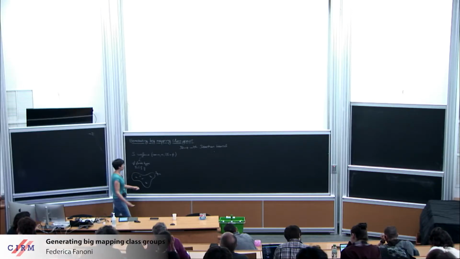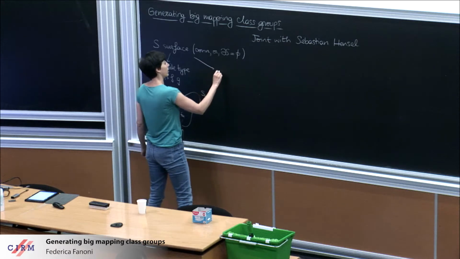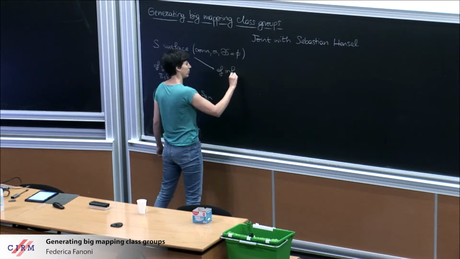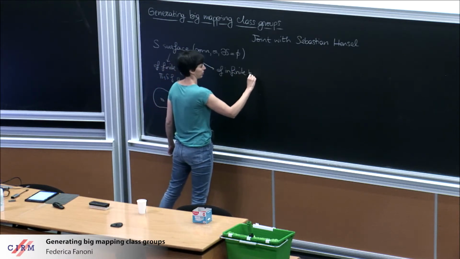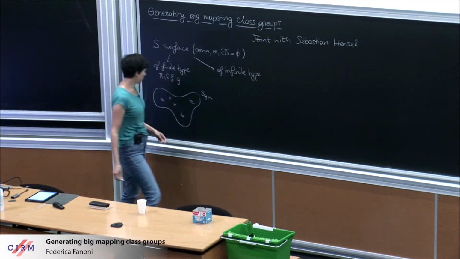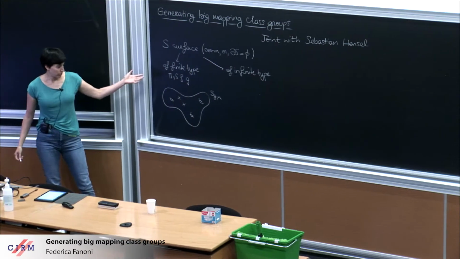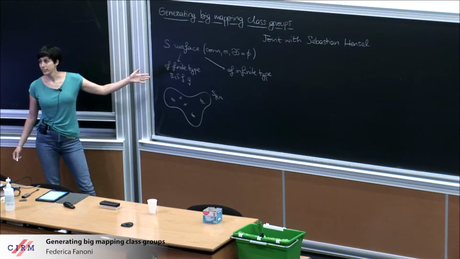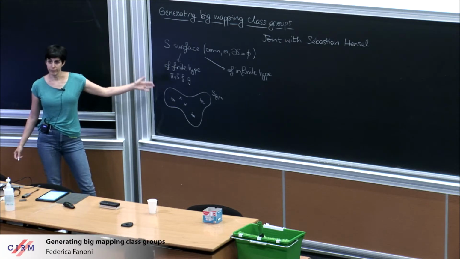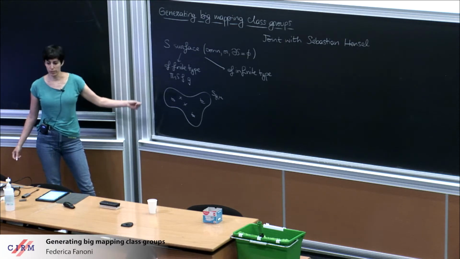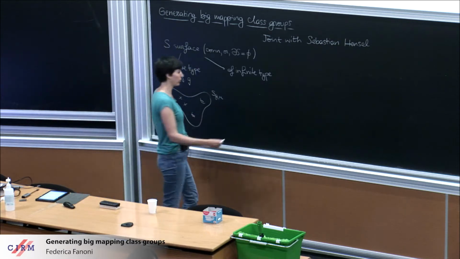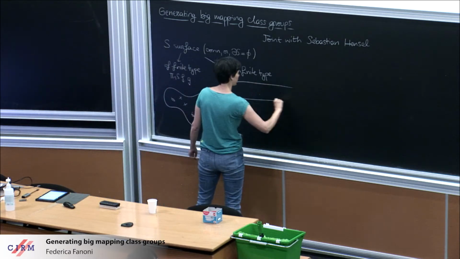But there's also surfaces that we've actually already seen of infinite type. These are surfaces where the fundamental group is not finitely generated. That means in practice that there's either infinite genus or I've removed infinitely many points. So let me just draw a couple of examples of surfaces that one could consider.